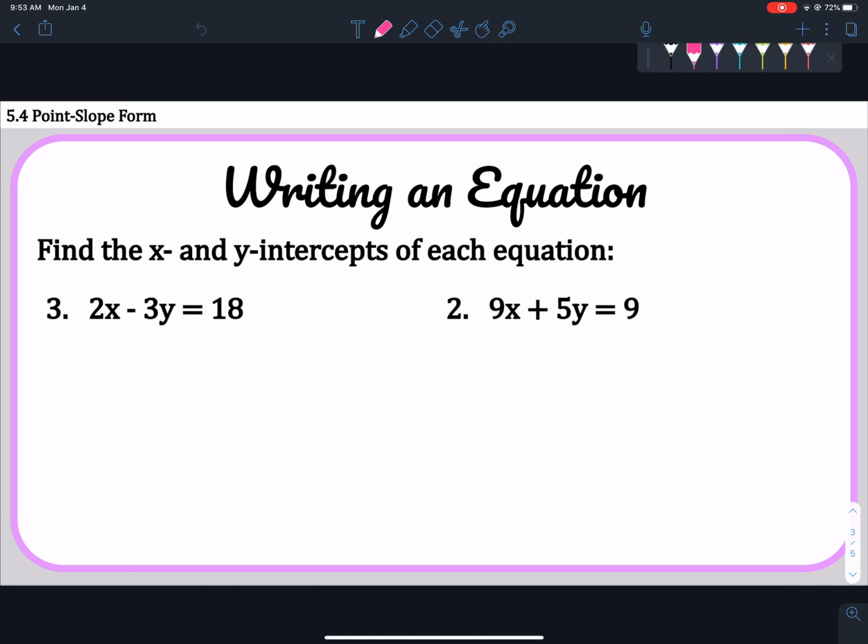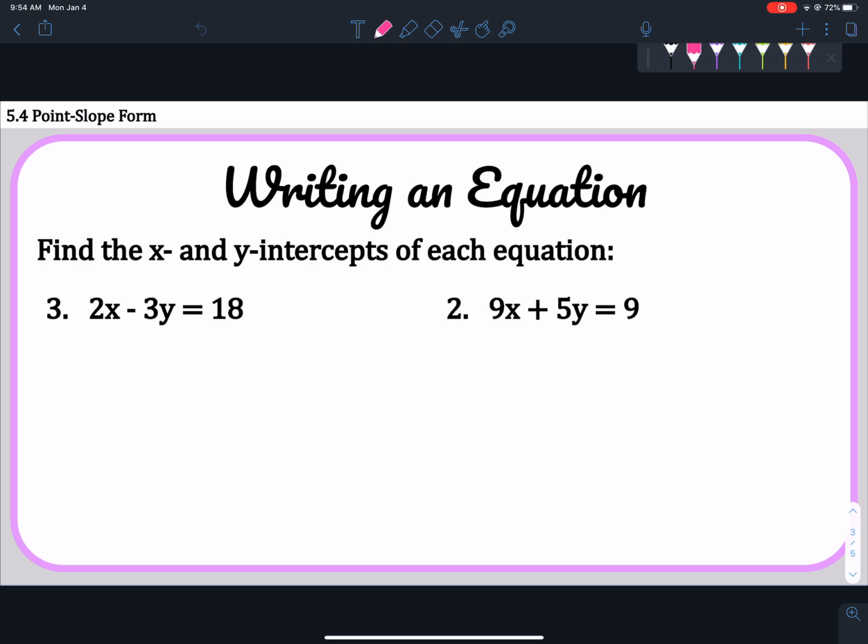We are going to be looking at finding the intercepts of these equations, and I think you guys are going to find this to be pretty easy compared to other things that we've been doing with slope-intercept form and point-slope form. So the idea is when we're finding the x and y intercepts of any equation, one of the values is always 0.